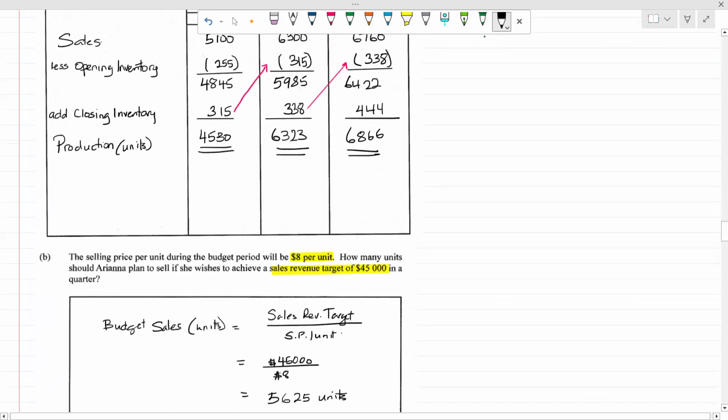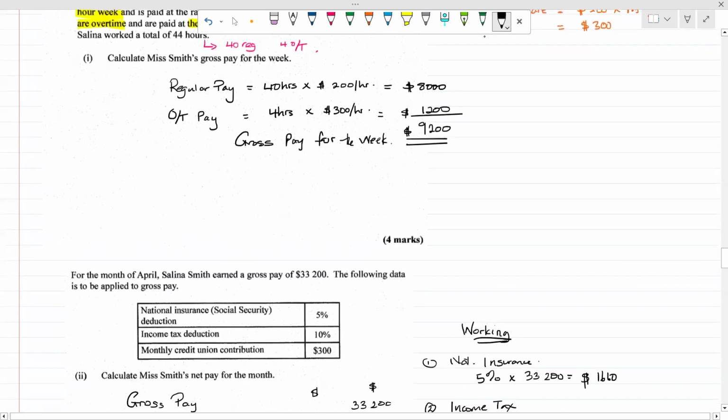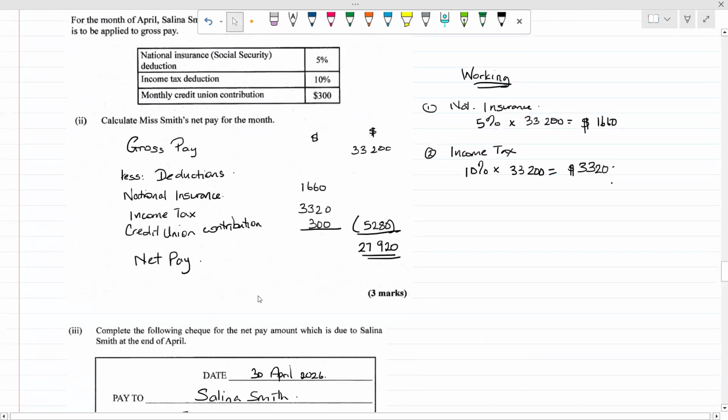So you see, they went from a production budget straight into a payroll question.